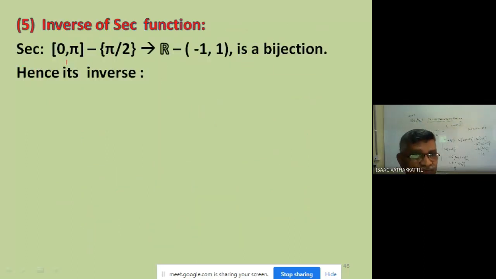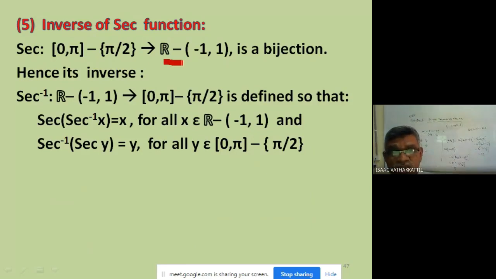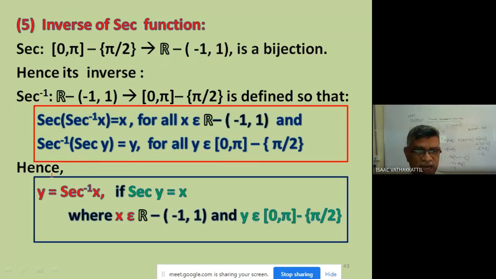Now let us define the inverse of the sec function. Sec from 0 to pi minus pi by 2 to R minus the open interval minus 1, 1 is a bijection. Hence it has an inverse. R minus the open interval minus 1, 1 will be the domain for the inverse, and the codomain is 0 to pi minus pi by 2, defined so that sec of sec inverse x is x for all x in R minus the open interval minus 1, 1, and sec inverse sec y is y for all y in 0 to pi minus pi by 2. And moreover, we can easily see that y equal to sec inverse x if sec y equal to x. More importantly, x must be a member of R minus the open interval minus 1, 1, and y must be a member of 0 to pi minus pi by 2. Okay, take care of this.